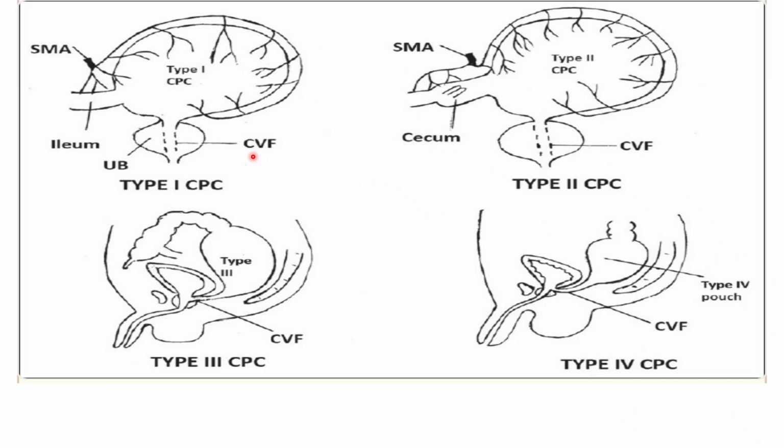This is type 1. Only a pouch is seen representing the whole of the colon. Ileum is seen directly opening into this pouch. And in type 2, only the cecum is seen proximal to the pouch. In type 3, a significant length of colon is there and is ready for colostomy. And in type 4, all of the colon is normal, and only the distal part like sigmoid and rectum is in the form of pouch.